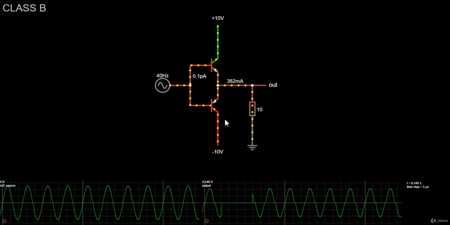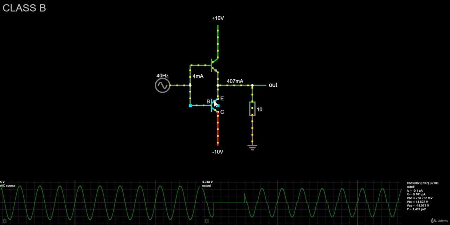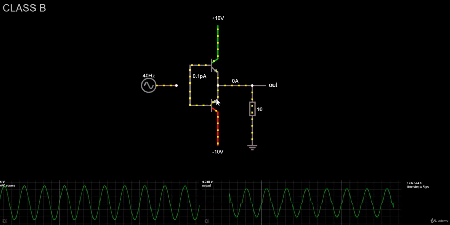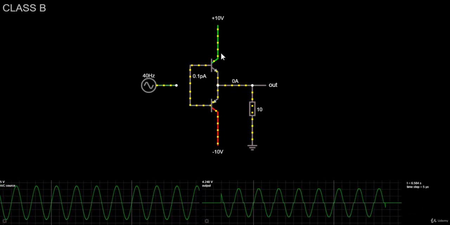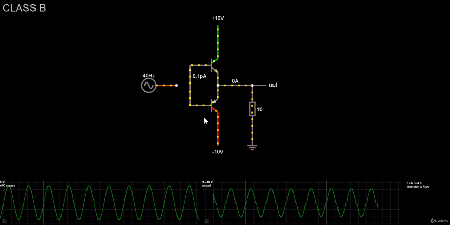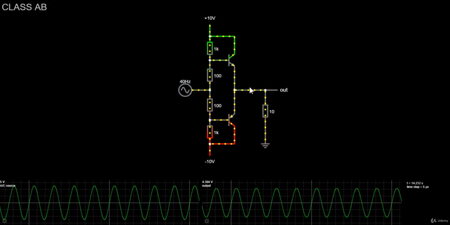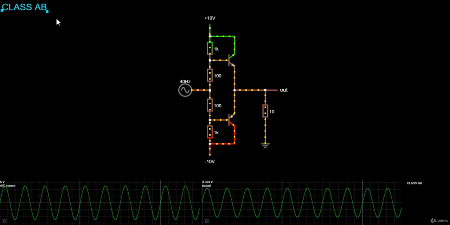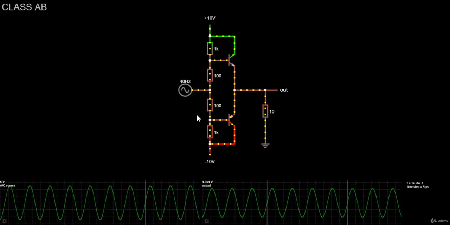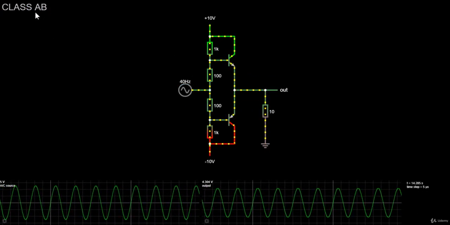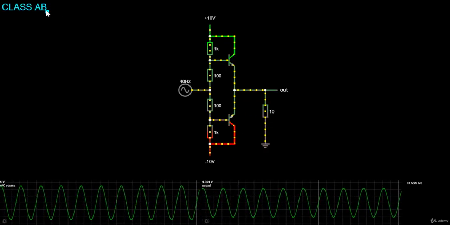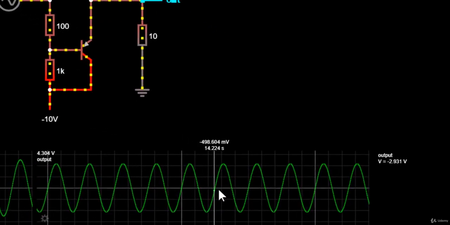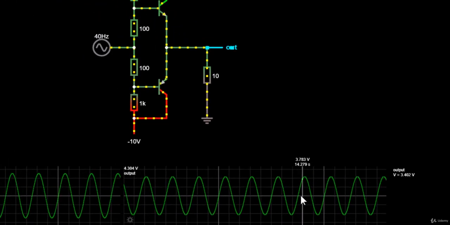So how can we resolve this issue? Well, one solution is to keep both transistors in conduction even if there is no input signal present. And this is where class AB comes into play. Class AB, as the name implies, is a combination of class A and class B. Class AB amplifier output stage combines the advantage of the class A amplifier and the class B amplifier while minimizing the problems of low efficiency and distortion associated with them.